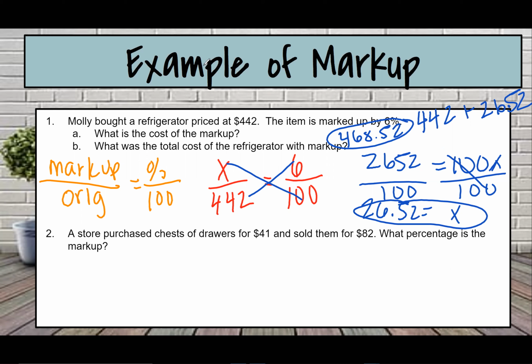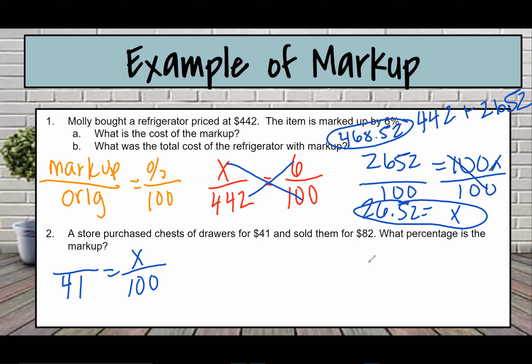A store purchased chest of drawers for $41 and sold them for $82. What percentage is the markup? So now we know what the markup is, kind of, and we know the original. The original is what they originally bought them for, so it's 41. And we're looking for the percentage because it says what percentage, so we don't know that, so that's our X over our 100.